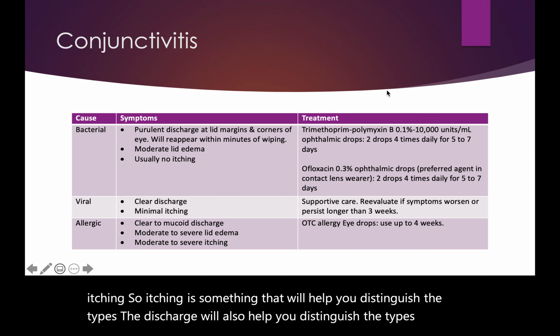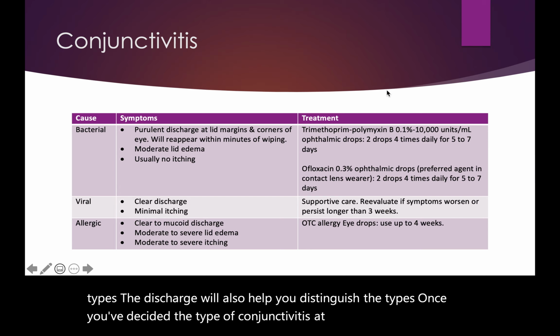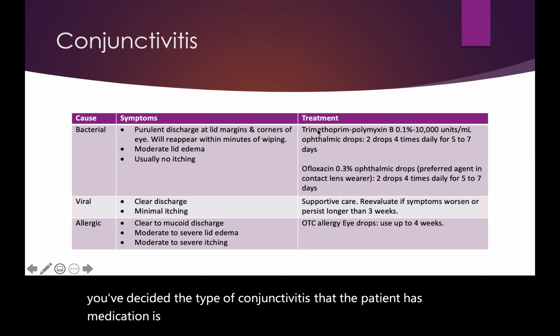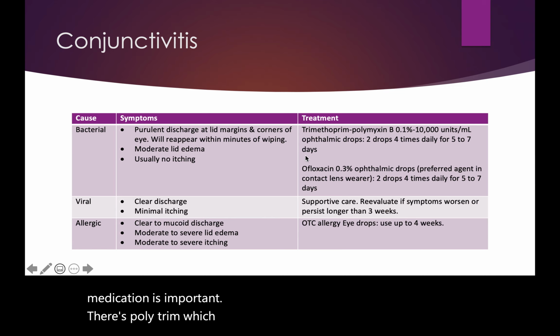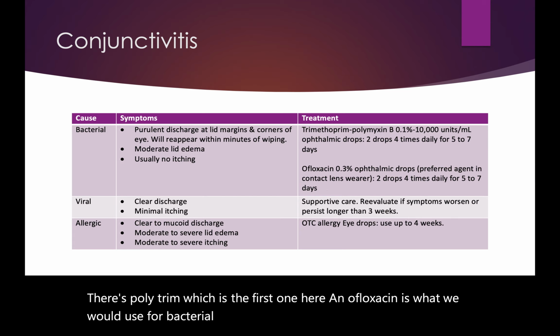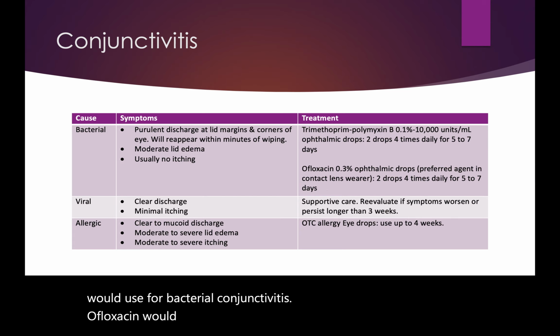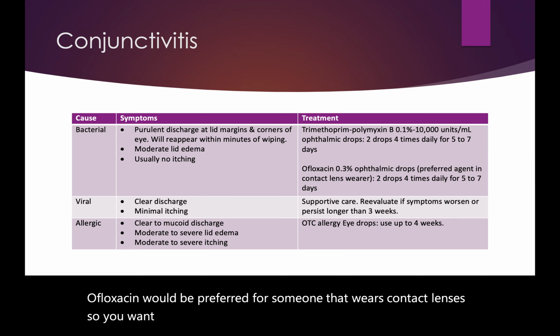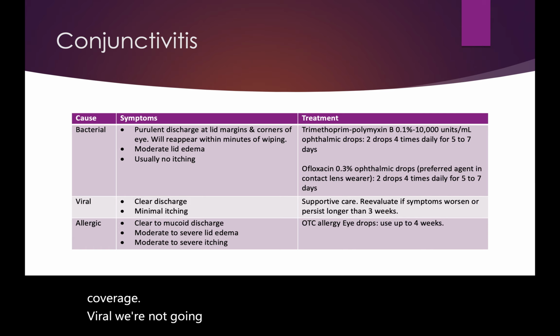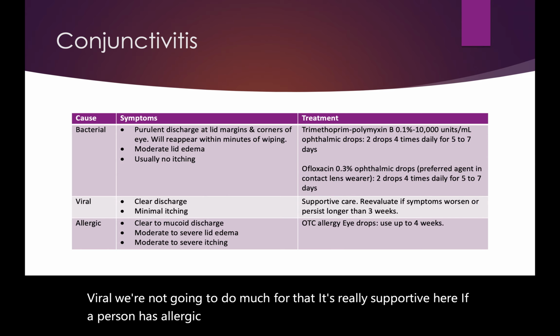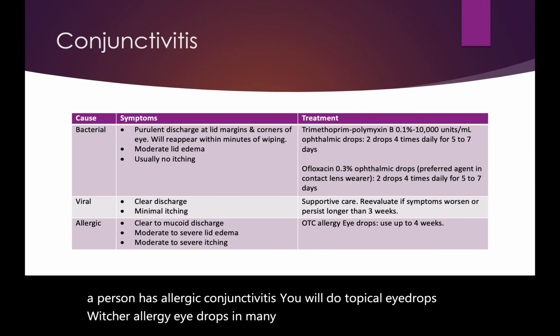Once you've decided the type of conjunctivitis that the patient has, medication is important. There's Polytrim, which is the first one here, and ofloxacin is what we would use for bacterial conjunctivitis. Ofloxacin would be preferred for someone that wears contact lenses. So you want to make sure that you have the correct bacterial coverage. Viral, we're not going to do much for that. It's really supportive care. If a person has allergic conjunctivitis, you will do topical eye drops, which are allergy eye drops, and many of those are going OTC at this point.